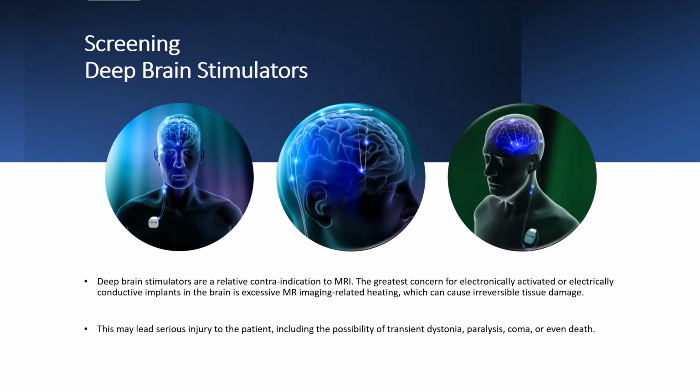Today we have deep brain stimulator implants, we have implants for nerve blocks, and what we're looking at here is this may lead to serious injury to the patient, including the possibility of paralysis, coma, or even death. Deep brain stimulators are relatively contraindicated for MRI. The greatest concern for electronically activated or electrically conductive implants in the brain or other parts of the body is the excessive MR imaging-related heating, which can cause irreversible tissue damage.